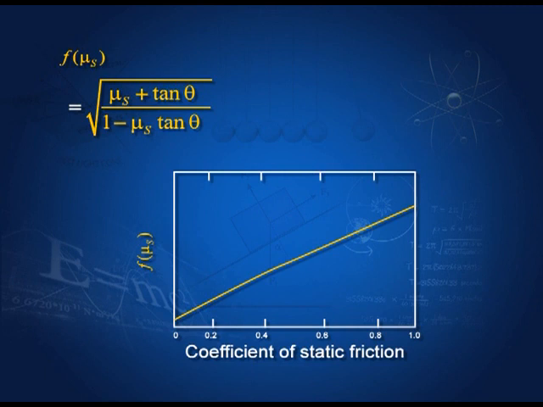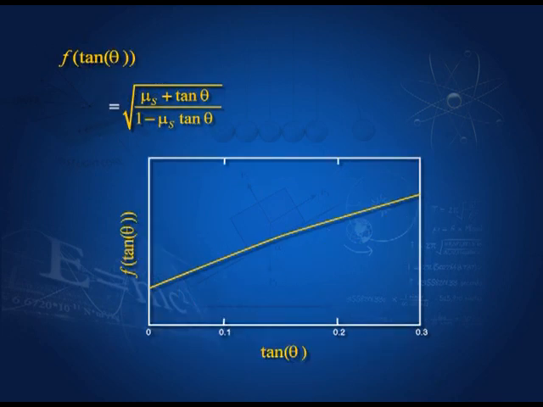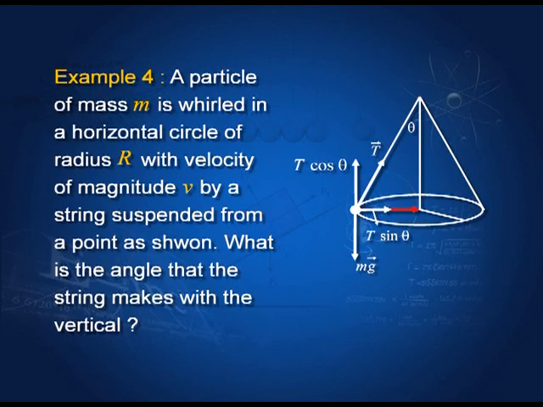This is just for the sake of drawing a graph. I have plotted this function f as a function of the coefficient of friction, and you can see as the coefficient of friction increases, the safe speed increases. Same thing, as tan theta increases, the safe speed increases. Let us take another example.